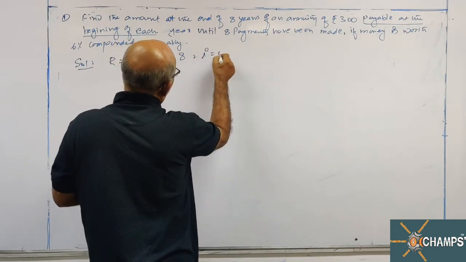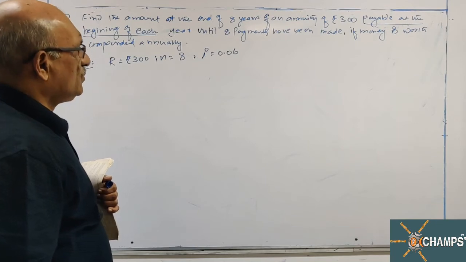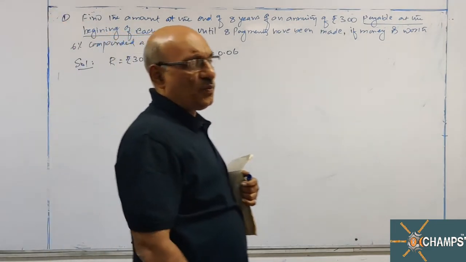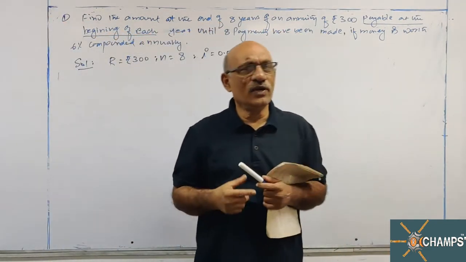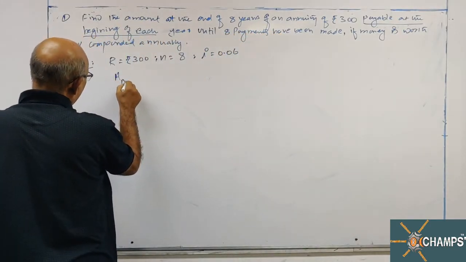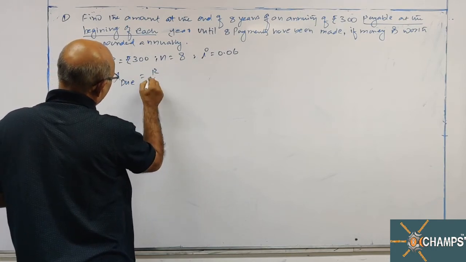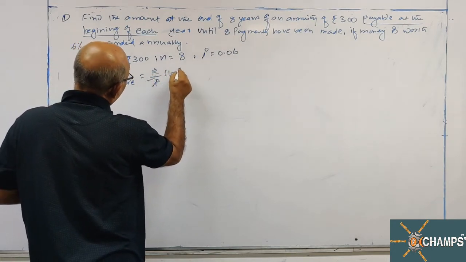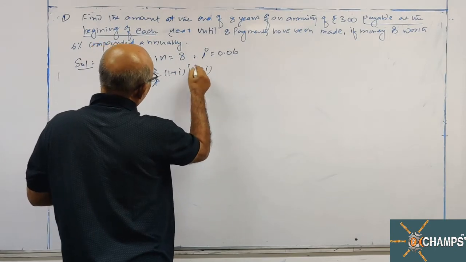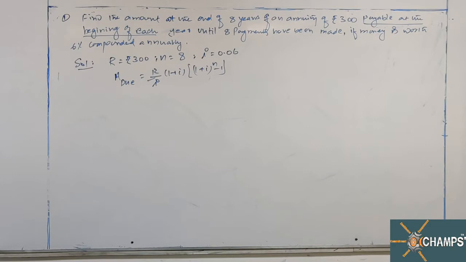Now i is equal to 0.06. Effective rate of interest is 6%, means 0.06. No conversions are required. Now write the formula for amount for due. This is equal to R by i into (1+i) into (1+i)^n - 1.